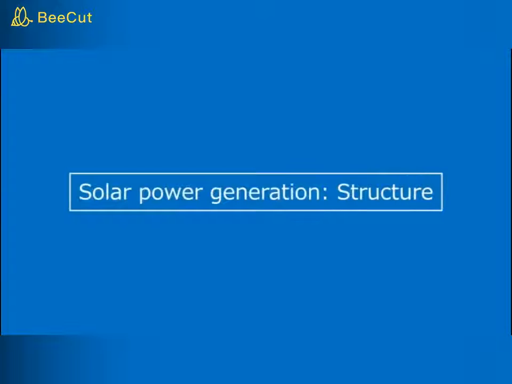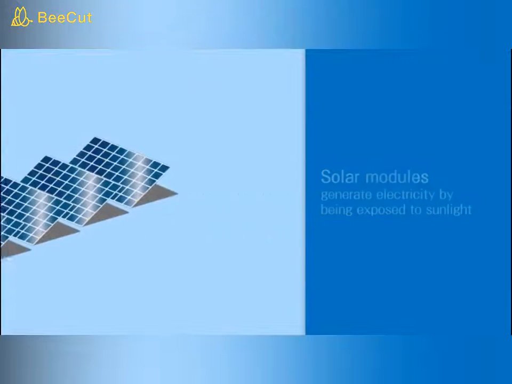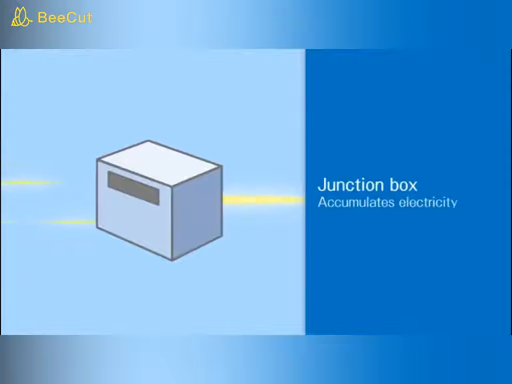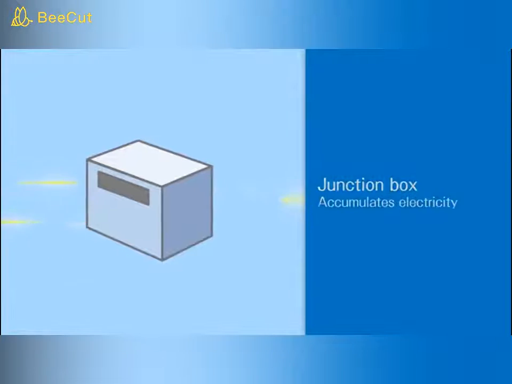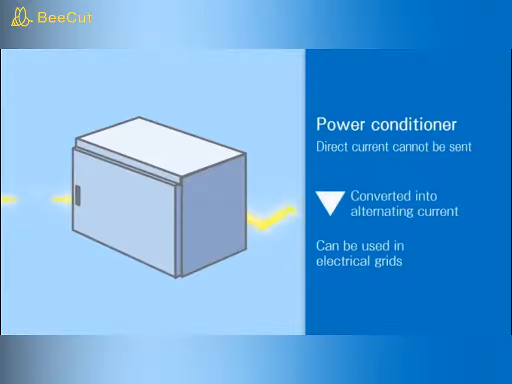Now, a brief explanation of how electricity is generated with solar power. A solar module generates electricity by being exposed to sunlight. And the electricity in the solar module is sent to a junction box. However, the electricity accumulated in a junction box is direct current and cannot be sent to transmission lines owned by utility companies. To be used in electrical grids, the power first needs to be converted into alternating current via a power conditioner.